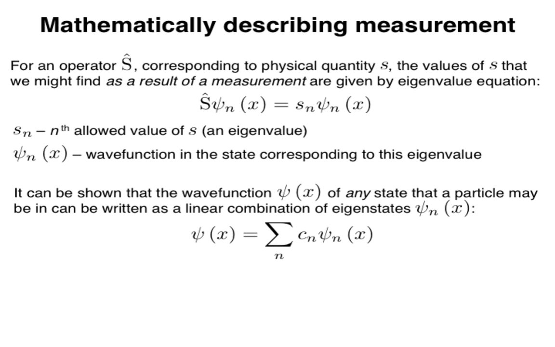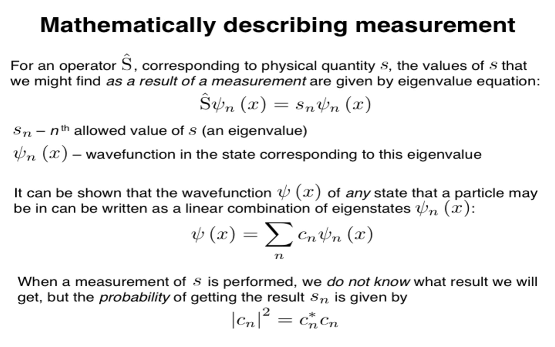Quantum mechanics is a probabilistic theory. When we measure the observable S, we usually don't know exactly what result we will get. However, the probability of getting each possible value S_n is given by the square of the absolute value of the coefficient C_n in front of the eigenfunction psi_n that corresponds to eigenvalue S_n in the expansion of the wave function psi.